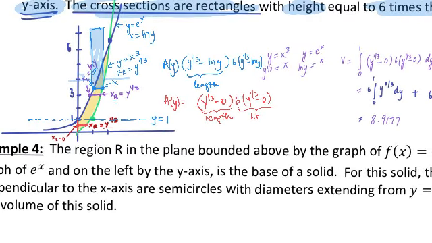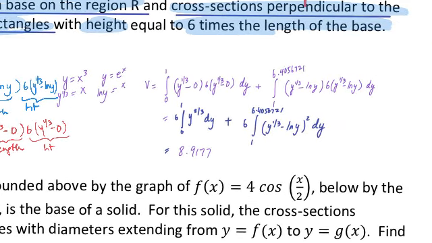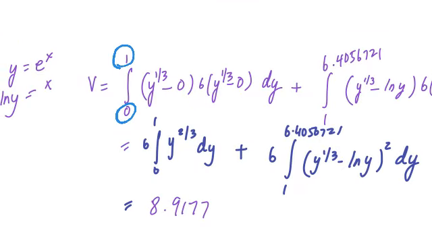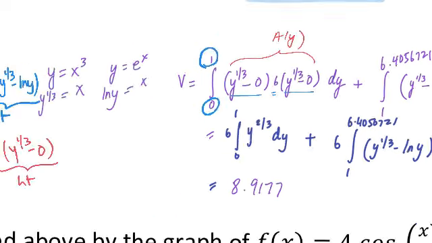But the length is different now. This was our length and height before. Okay, so that's what we're going to put into the integral. We're going to split our integral into 2 pieces. First, we will integrate from 0 to 1. And for that stretch, I say y to the 1/3 minus 0 times 6 times y to the 1/3 minus 0. This is my a of y, and I'm integrating with respect to y.